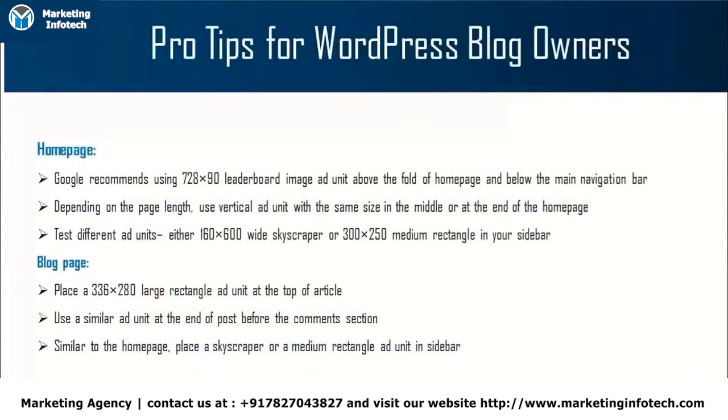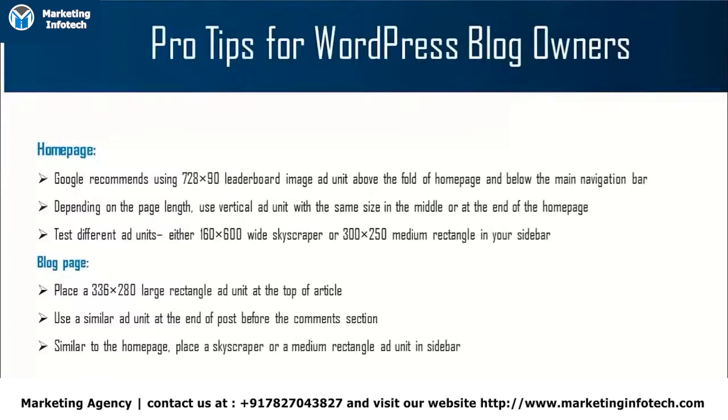This is a pro tip, and I was recently sitting down with one of my friends who is a website owner. He has very good traffic on his website. We found these points out. Google recommends using 728 x 90, that is a leaderboard image ad unit, above the fold of the homepage and below the main navigation bar.